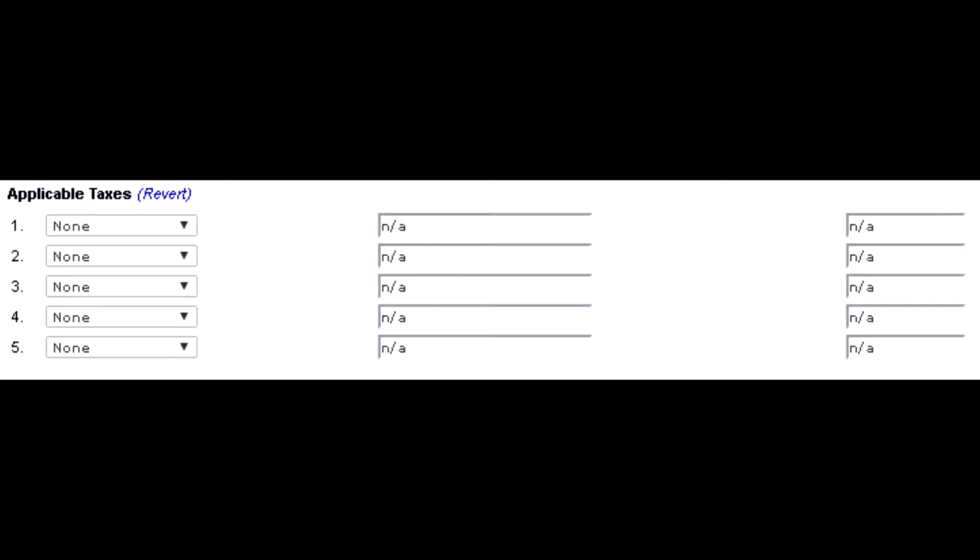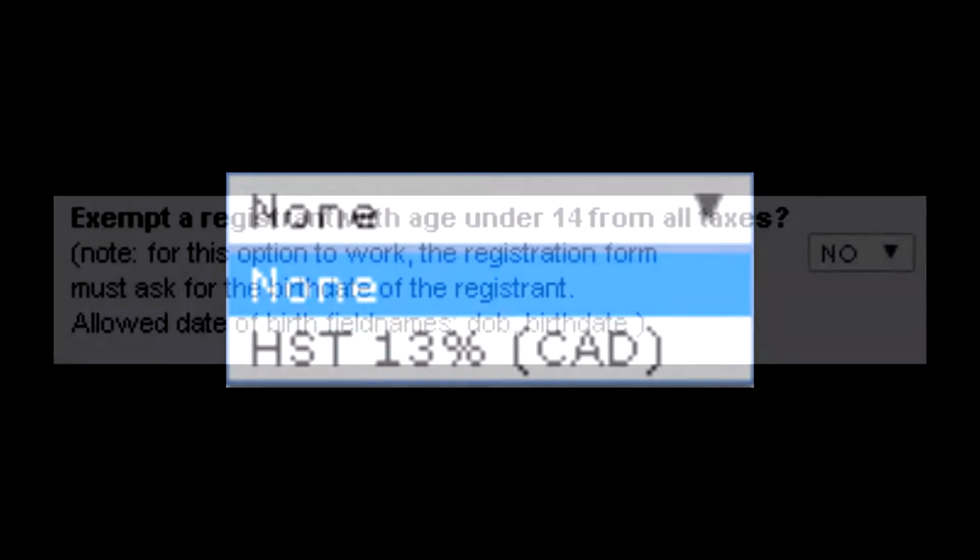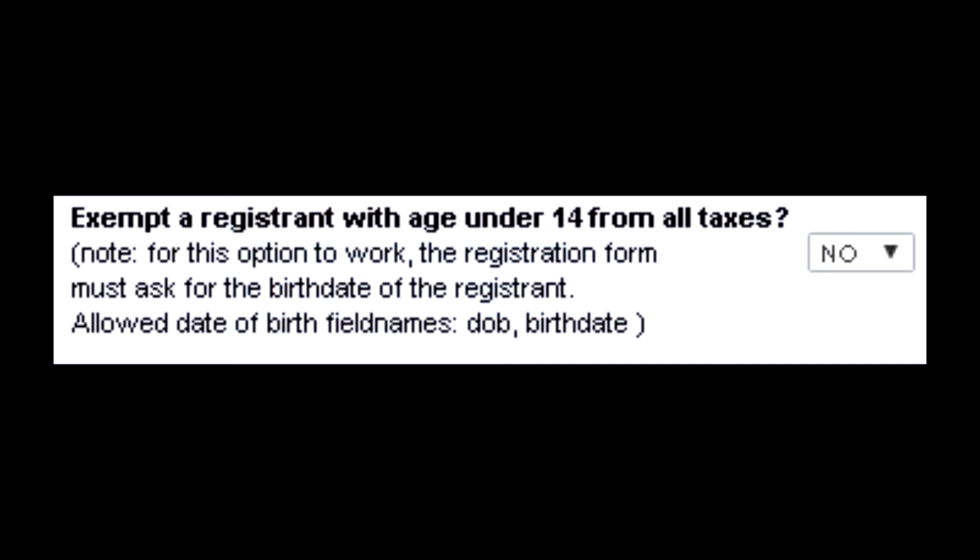The applicable taxes field is where you can attach any number of taxes to your event. See the taxes video on how to enable taxes. The Exempt a Registrant under the age of 14 from all taxes menu allows you to exempt all registrants under the age of 14 from all taxes. In order for this option to be available, the registration form must ask the birth date of the registrant. The field name for this custom question must be DOB.